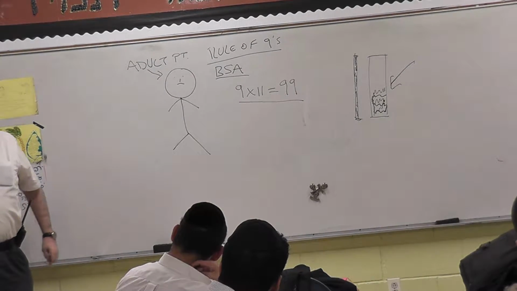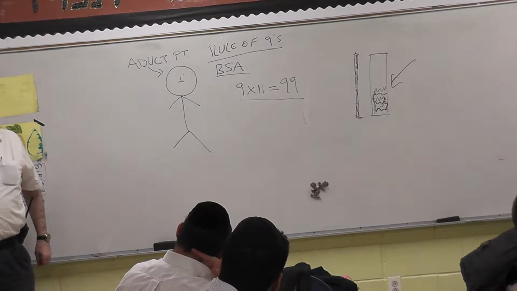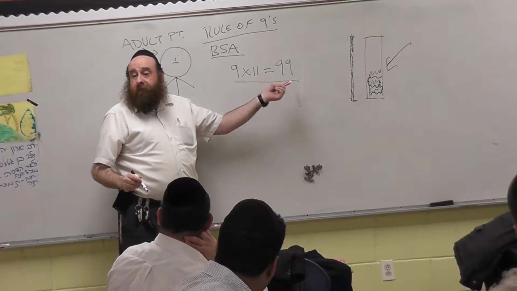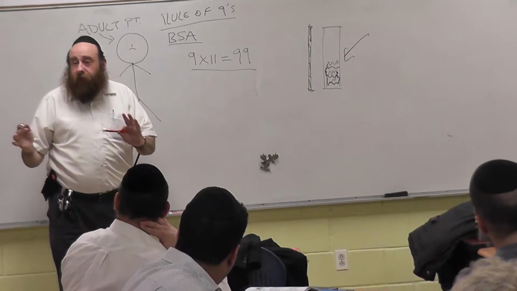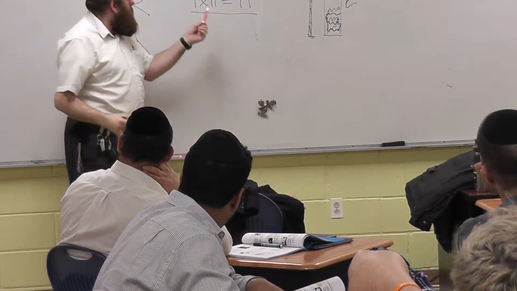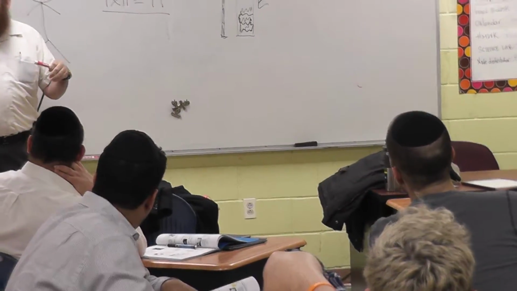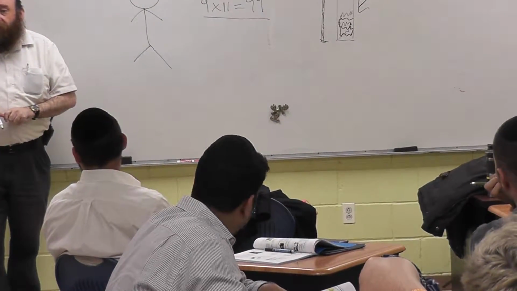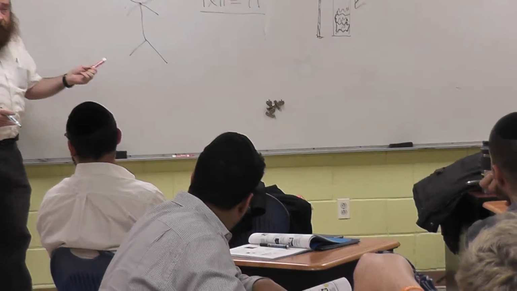Why are you breaking it up by 11 though? Because I need to get to 100% of the body. And it's called the rule of nines. So there are 11. How many different regions are there? 11. There are 11 regions, I'm going to show you. Ready? Here we go.